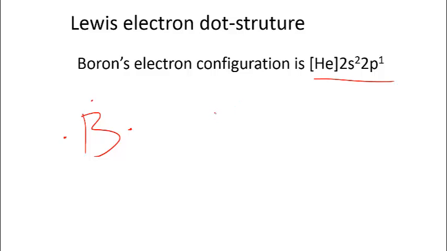Perhaps a better representation would be something like this. And this representation shows that boron's electrons in the 2s subshell are paired, and its electron in the outer 2p subshell is unpaired. This first symbol, however, is the correct Lewis electron dot structure for boron, since all 3 of boron's electrons are actually involved in chemical bond formation.